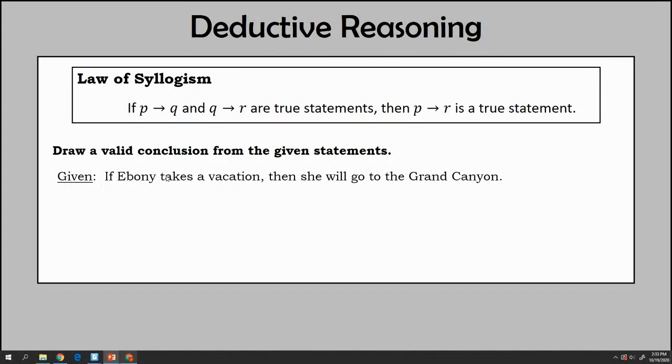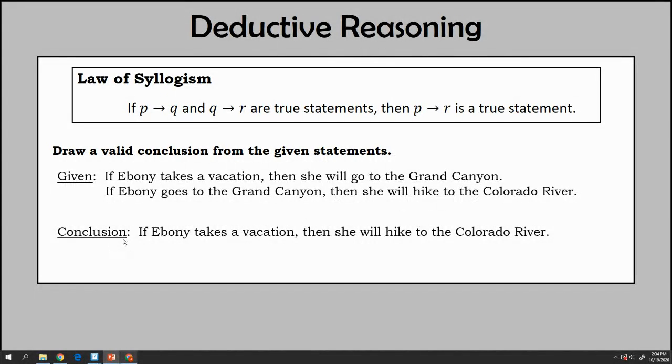So, for example, if Ebony takes a vacation, then she will go to the Grand Canyon. If Ebony goes to the Grand Canyon, then she will hike the Colorado River. So notice P is she takes a vacation, Q is she goes to the Grand Canyon, and then the second conditional is Q implies R, if you will. Our conclusion then is if Ebony takes a vacation, then she'll hike the Colorado River.